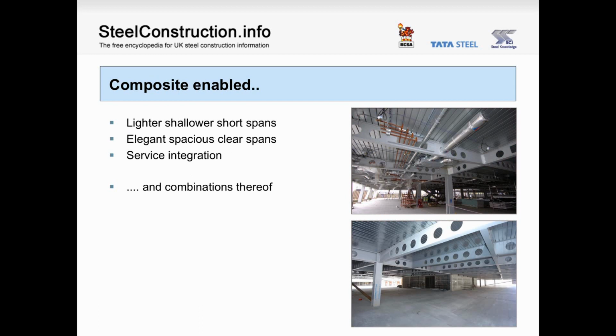Composite construction also enabled lighter, shallower, short-span solutions, introduced elegant, spacious, clear span solutions, and other combinations of construction too. The top photograph begins to introduce the whole aspect of service integration that we'll explore in more detail later too.